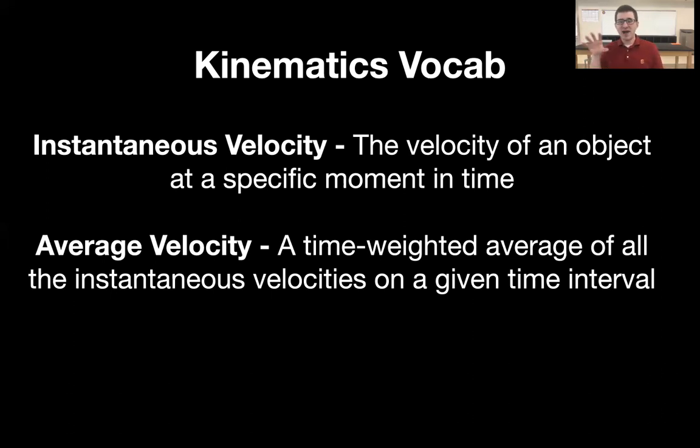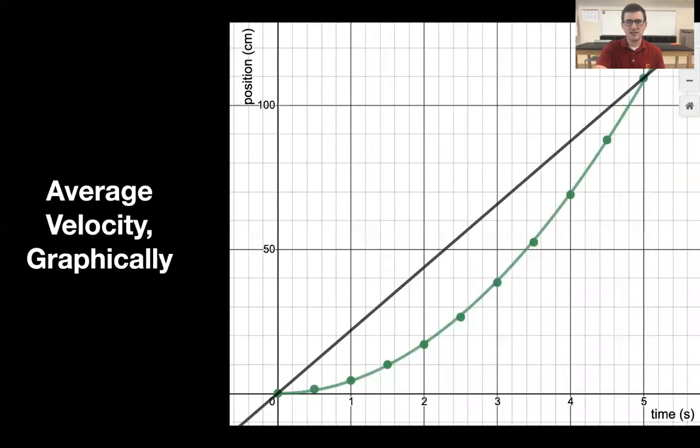You may be moving fast and then slow, and those kind of average out to be kind of a medium average velocity. So instead of talking about it theoretically, I want to use the specific example of the marble data. So first, let's look at what average velocity looks like on a graph. If I want the average velocity between 0 seconds and 5 seconds, I know that the slope of a position versus time graph is still the velocity.